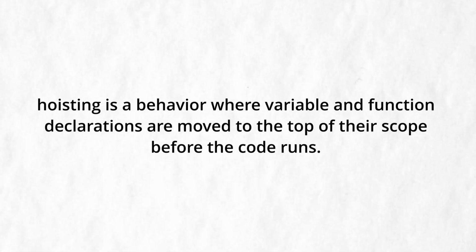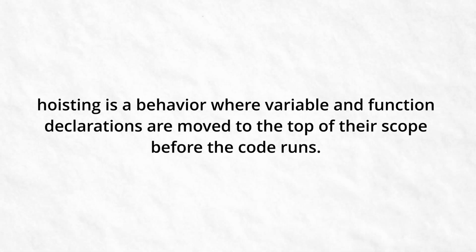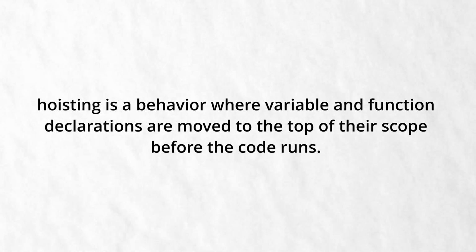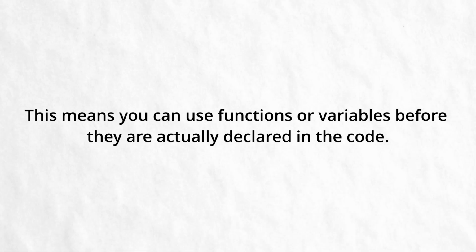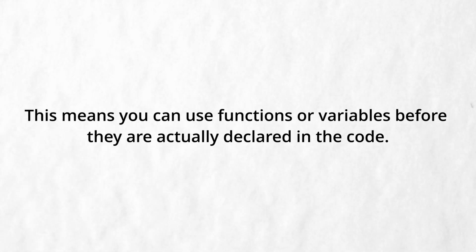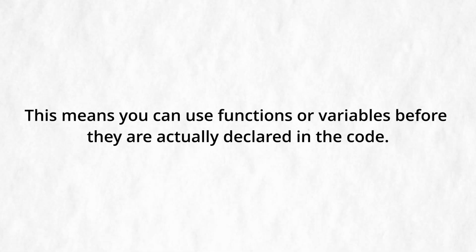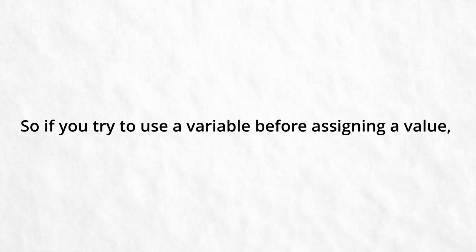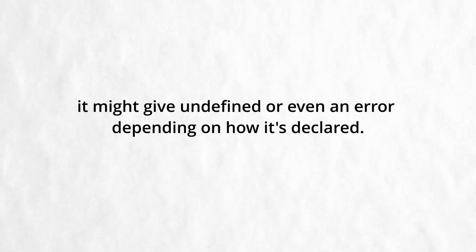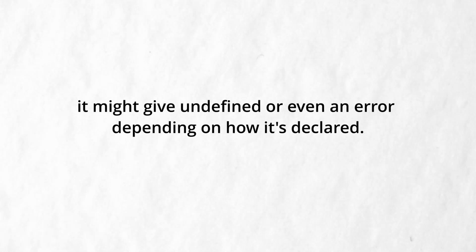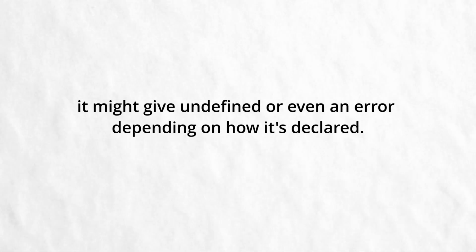Hoisting is a behavior where variable and function declarations are moved to the top of their scope before the code runs. This means you can use functions or variables before they are actually declared in the code. But remember, only the declarations are hoisted, not the initial values. So if you try to use a variable before assigning a value, it might give you undefined or even an error depending on how it's declared.